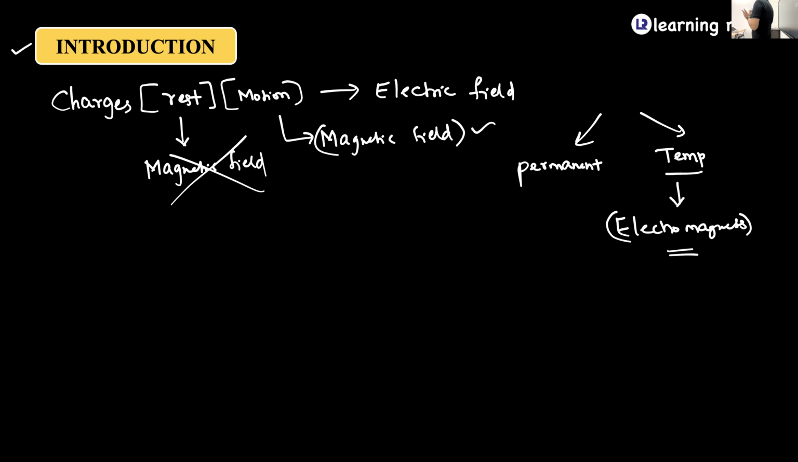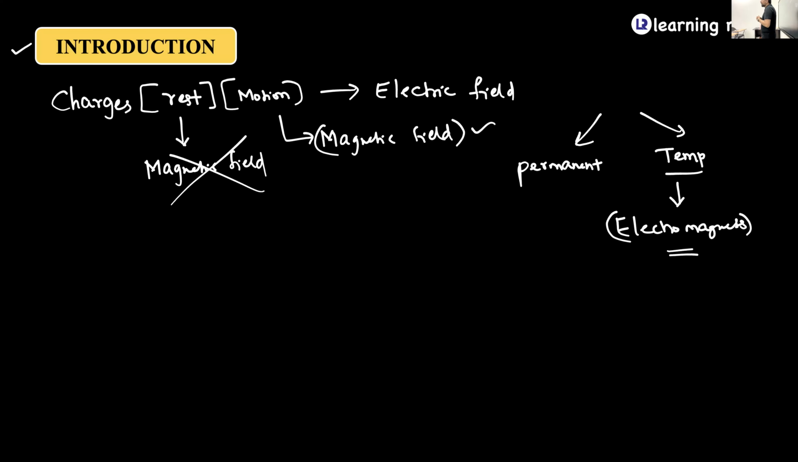Whereas when you talk about motion where it is going to be uniform, it will have electric and magnetic field. Whereas if you put the same charged particle into an accelerated motion, there also you will have electric and magnetic field. But we call that an electromagnetic wave.